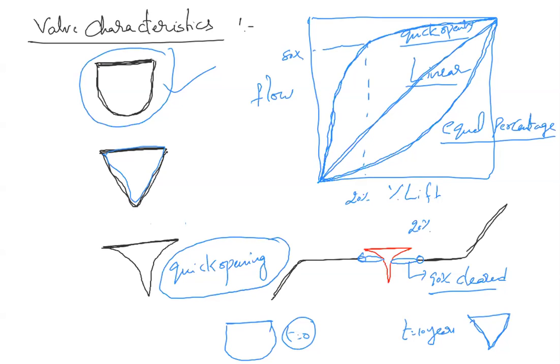That is why we do not select quick opening: the valve is very sensitive. If I just open the valve, you will get the maximum flow. Suppose I want to operate my plant at 10% capacity, you cannot operate using quick opening valves.